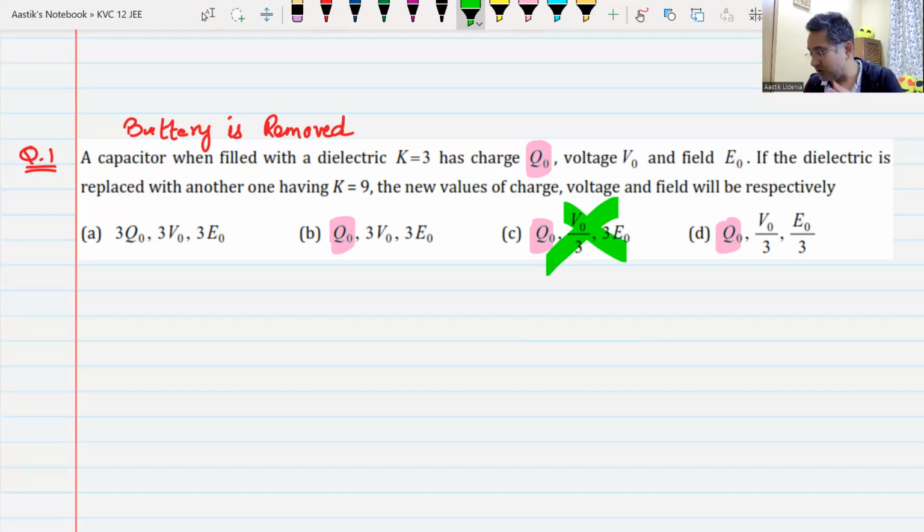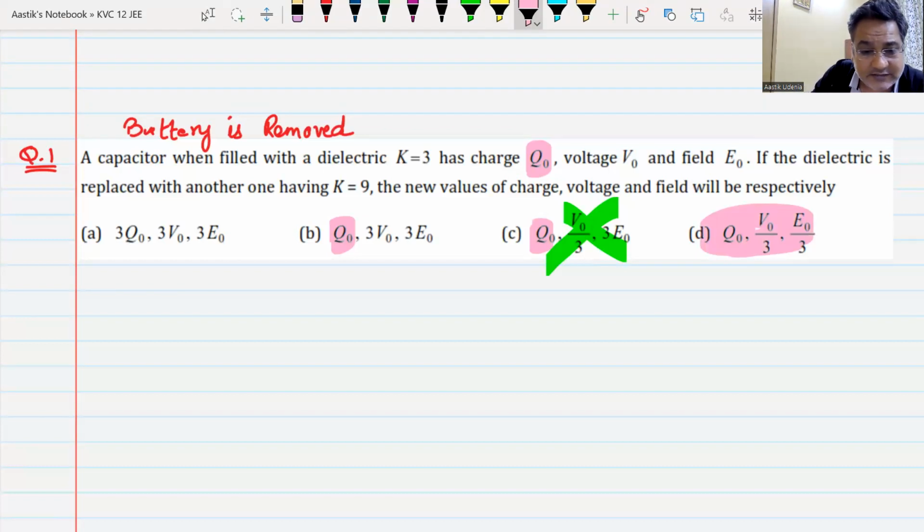So you just have to find out whether the voltage has become 3 times or has become 1 by 3. The voltage becomes 1 by K times. So the original voltage was V naught by 3. The new voltage now becomes V naught by 9. So in terms of V naught, it becomes V naught by 3. And therefore, the correct option has to be option D. Do we understand this? Or shall I solve it and do it for you? Everyone understands this?